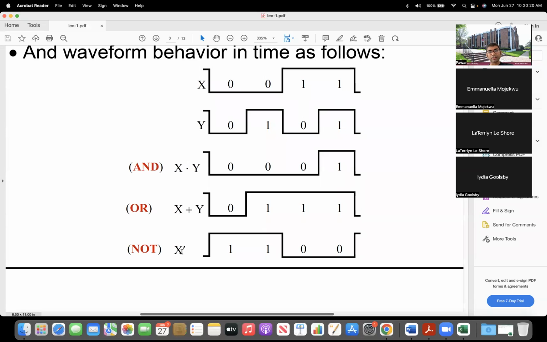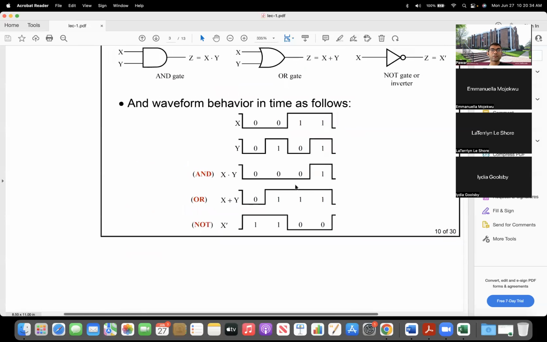So that's your NOT gate, right? NOT gate is the exact opposite of any variable. So 1, 1, 0, 0. And 1 is an elevation, 1 is an elevation, 0 is depression, 0 is depression. That's it. So that's your waveform, right?